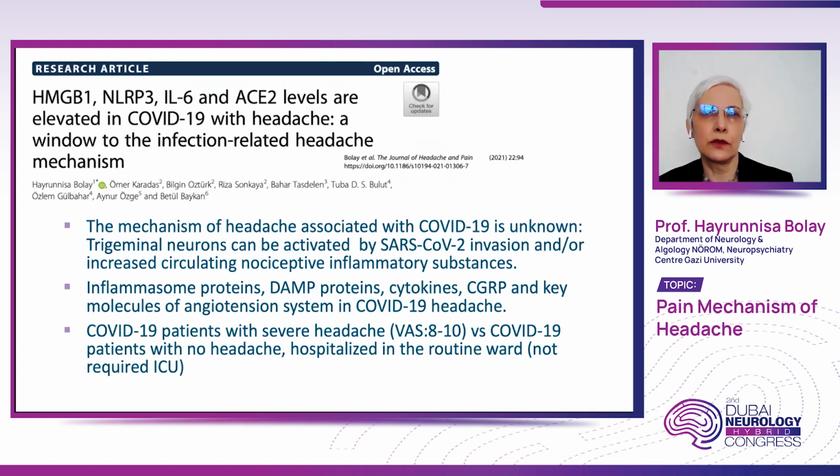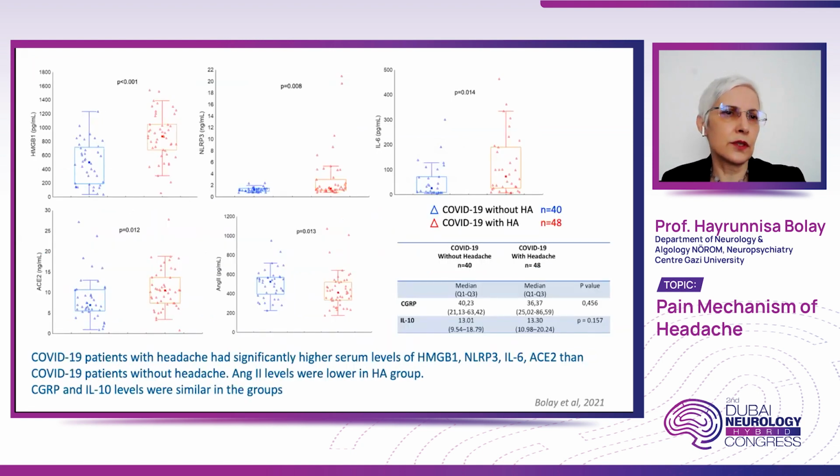Knowing this, we further investigated the other inflammatory substances and inflammasome proteins, because either the virus itself or released inflammatory substances from the circulation could influence and induce headache at the periphery, at the trigeminovascular system. Our results showed that HMGB1, which is a DAMP protein, is both a pro-inflammatory protein and also a nociceptive protein. It induced nociception in the dorsal root ganglia and the trigeminal ganglion neurons.